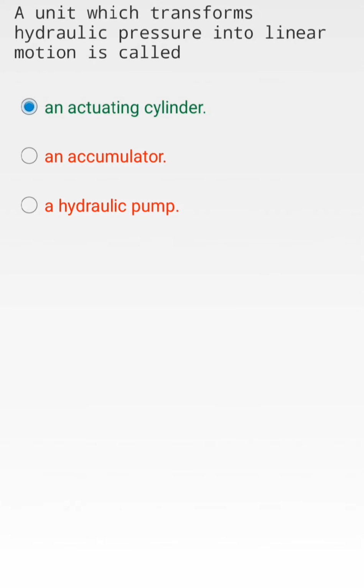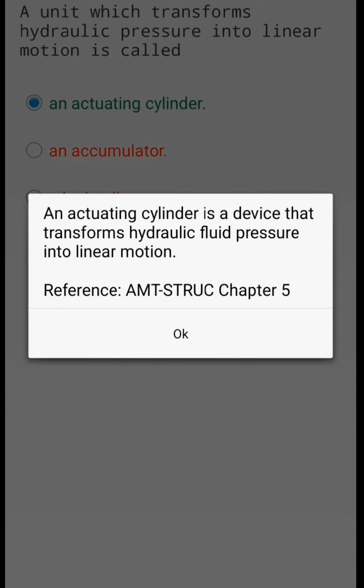A unit which transforms hydraulic pressure into linear motion is called an actuating cylinder. An actuating cylinder is a device that transforms hydraulic fluid pressure into linear motion.